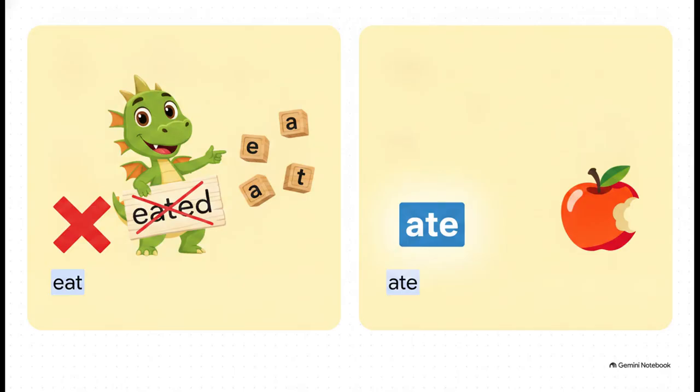Here is one of the biggest rule breakers we'll ever see, the word eat. I mean, we don't say eated when we talk about yesterday. That just sounds super silly, doesn't it? Actually, scratch that. It doesn't even sound like a real word. Instead, eat totally changes its spelling to the special word ate. So today you eat, but yesterday you ate.